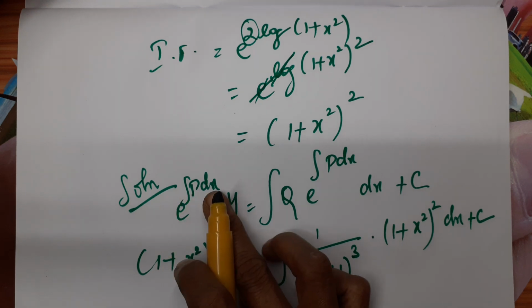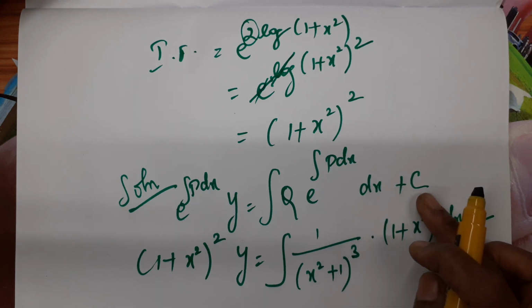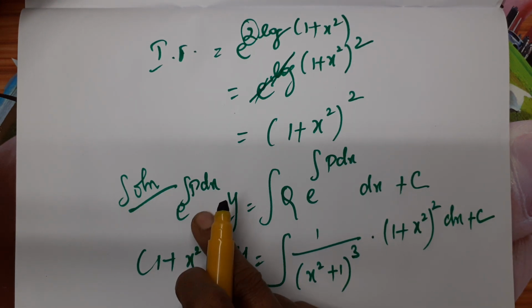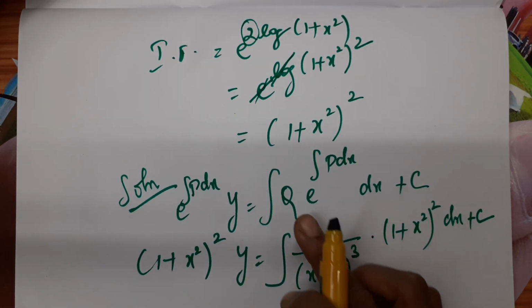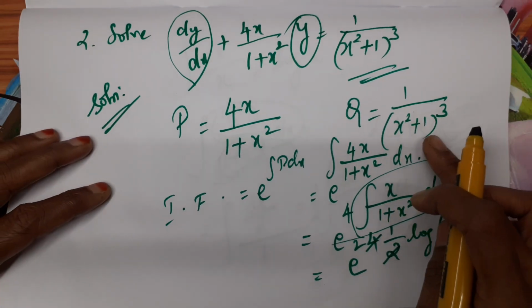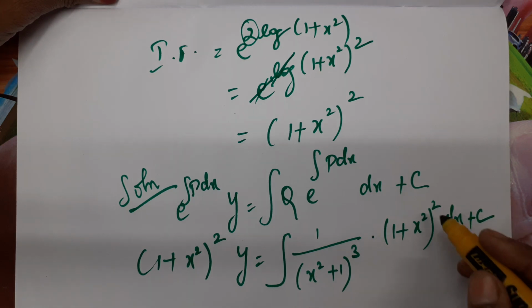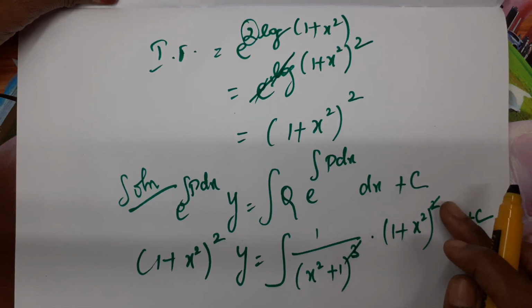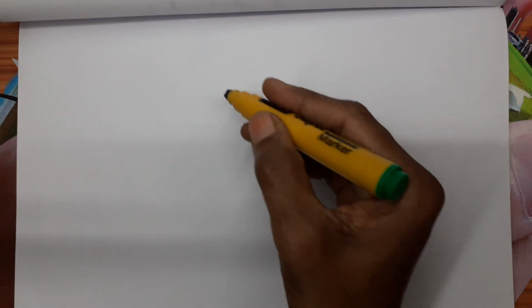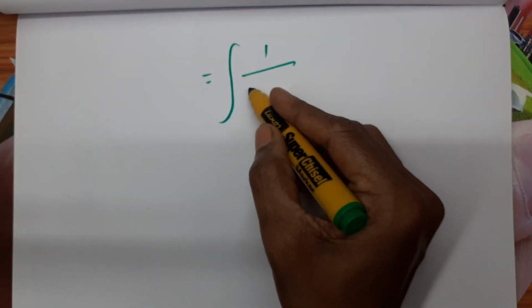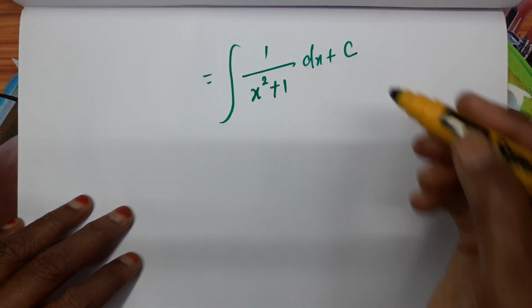The formula is e power integral P dx into y is equal to integral of Q e power integral P dx plus constant of integration c. So e power integral P dx we got as (1 plus x squared) the whole squared into y is equal to Q, which we know is 1 by (x squared plus 1) the whole power 3, into (1 plus x squared) the whole squared dx plus c. We can cancel the powers; after cancellation this power will become 1. So what we have here is the integral of 1 by x squared plus 1 dx plus constant of integration c.